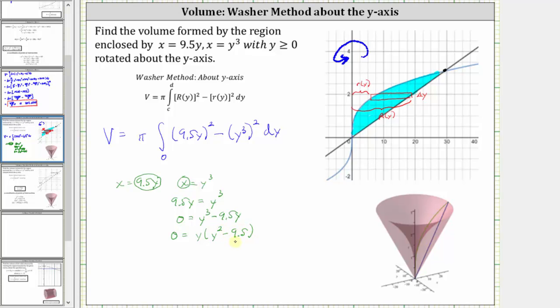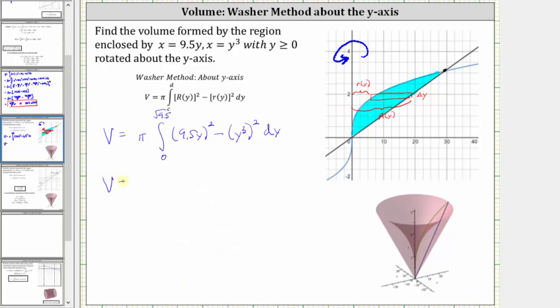9.5 is not a perfect square, but it is equal to the square of the square root of 9.5, so we can factor this as y times (y minus the square root of 9.5) times (y plus the square root of 9.5). So our solutions are y equals 0 as well as y equals plus or minus the square root of 9.5. And we can see from the point of intersection it's in the first quadrant where y is positive, and therefore the upper limit of integration is the square root of 9.5. And now let's work on evaluating the integral.